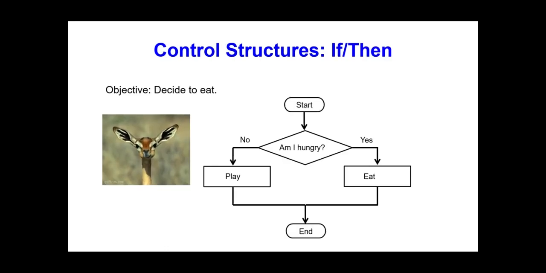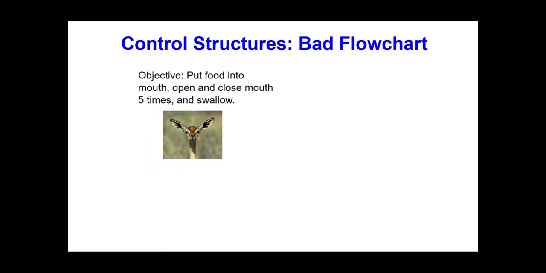Okay, so let's look at our first flowchart. We've got this cute little guy here, and he's deciding whether to eat. We can start up here at the top, and it says, am I hungry? If the answer is no, then he can go and play. However, if he is hungry, then he should eat, and then that would go to the end. So that's an if, then, else statement.